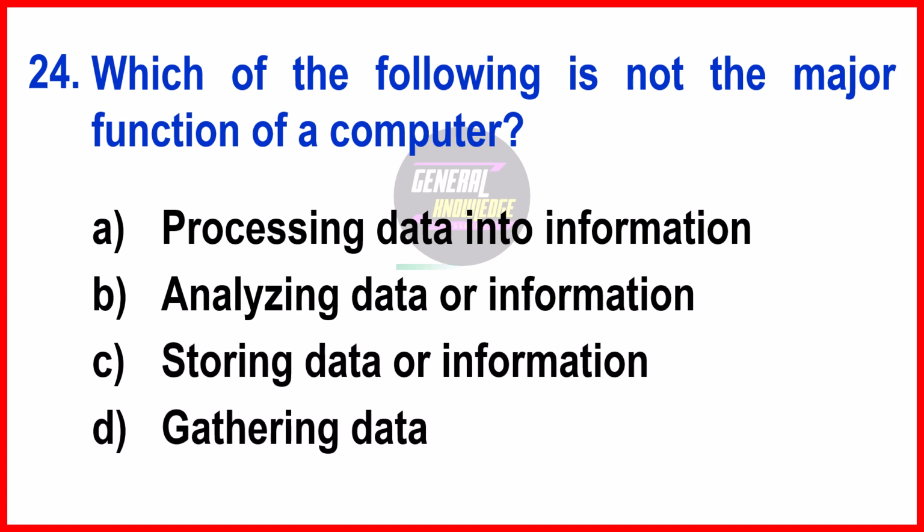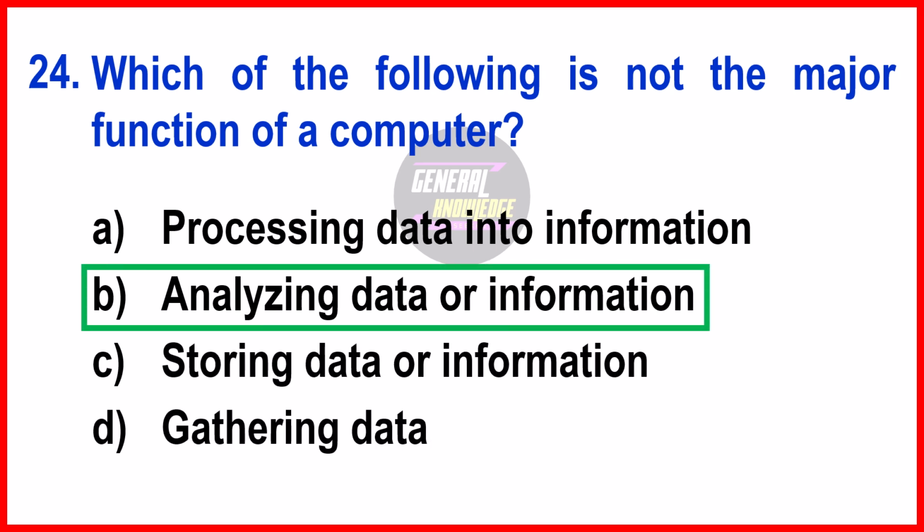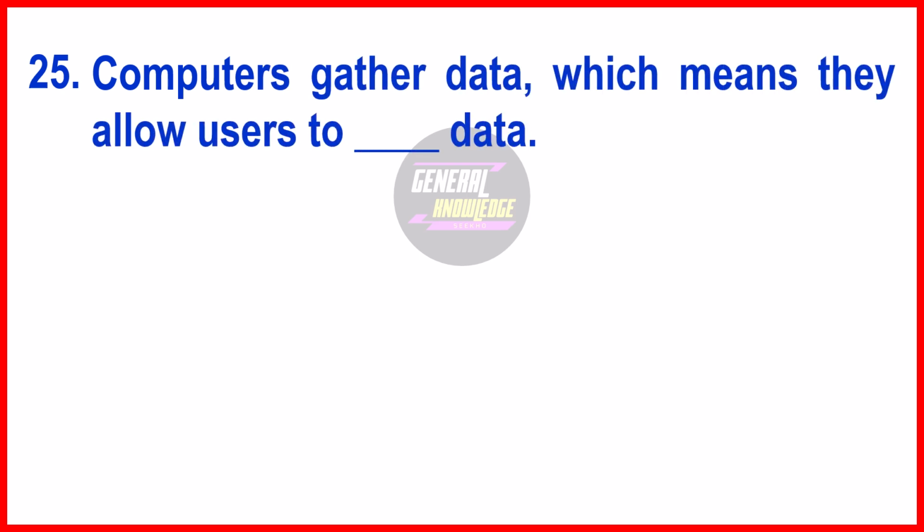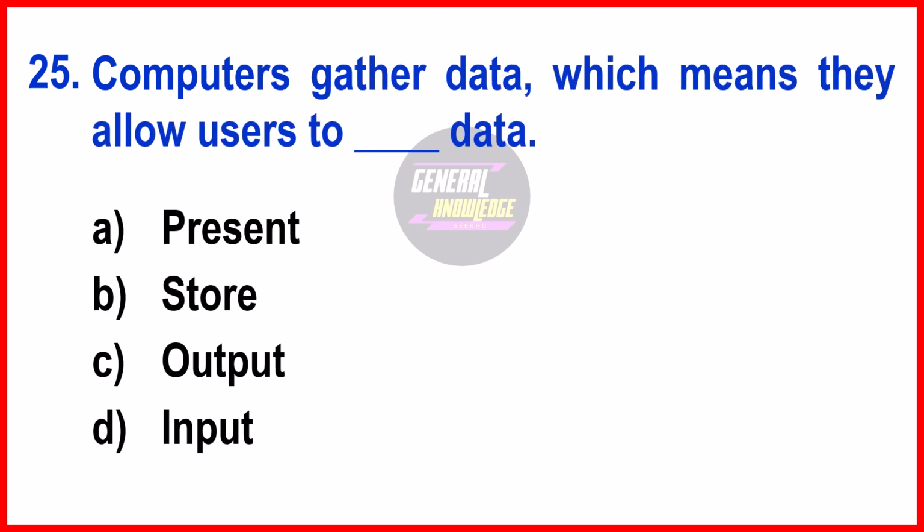The right answer is option B, analyzing data or information. While computers can certainly be used to analyze data, this is typically done through software applications designed for that purpose, not as a fundamental hardware function like processing, storing, or gathering data. Computers gather data, which means they allow users to input data. The right answer is option D, input. Through input devices like keyboards and mouse, users enter information into the system to be processed.